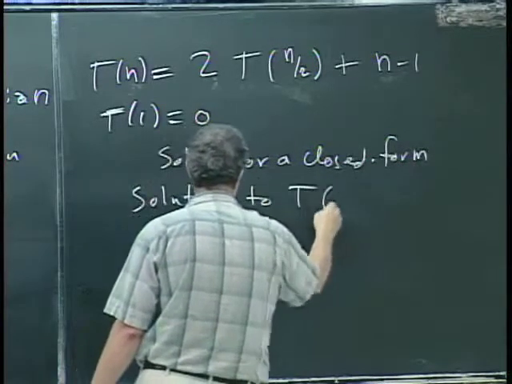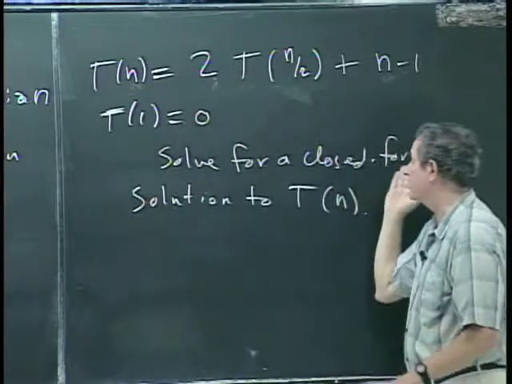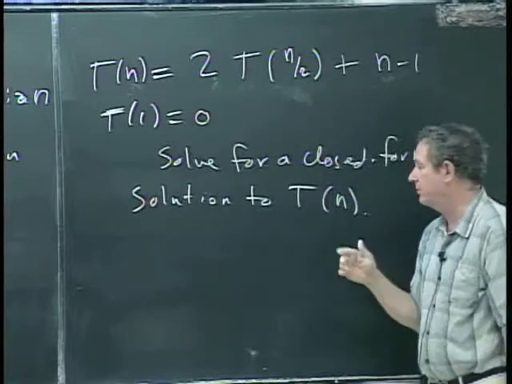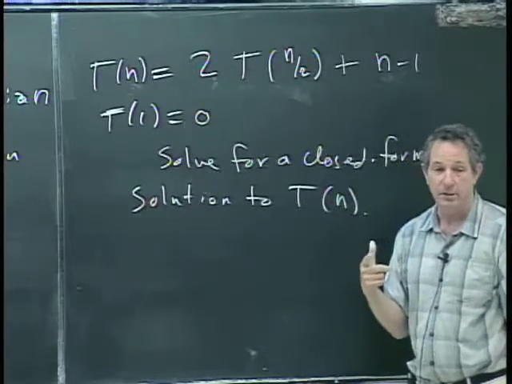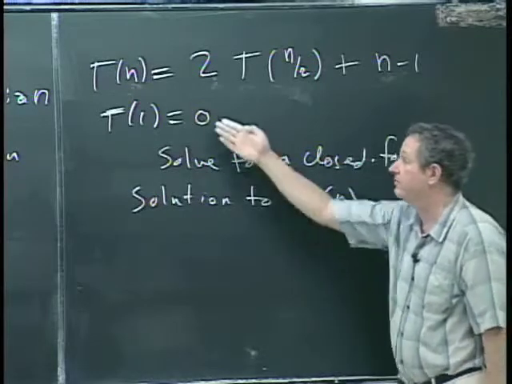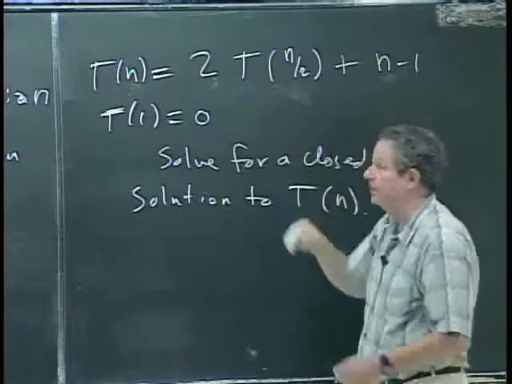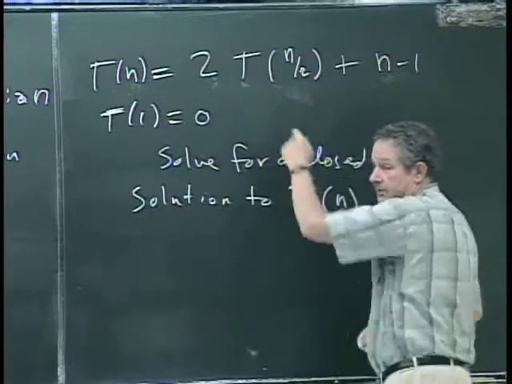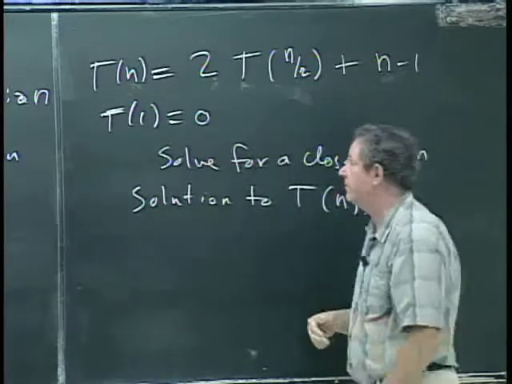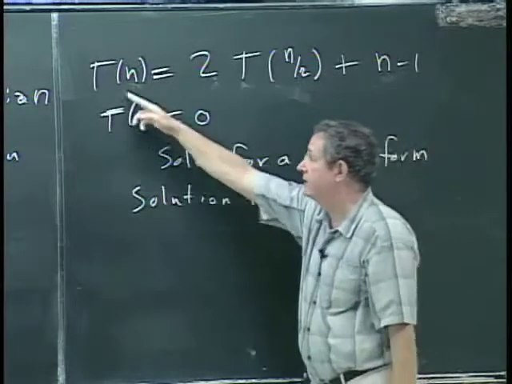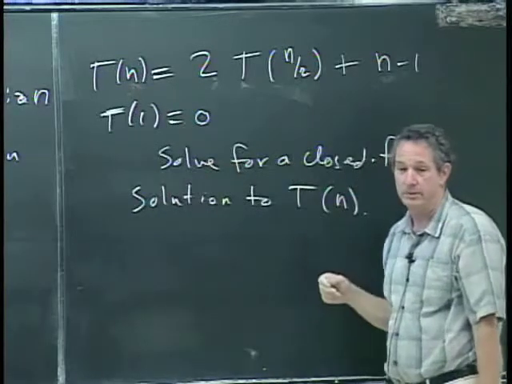to t of n. And what it means to solve for a closed form solution is that we're going to be able to express t of n as a function of n, but it won't involve t anymore. Here's a function of n. T of n is this function of n, but it's got a t in it. So it's a recurrence relation. It's defined recursively. Ultimately, you'd like to be able to say t of n is a function of n without having to put the t in there.